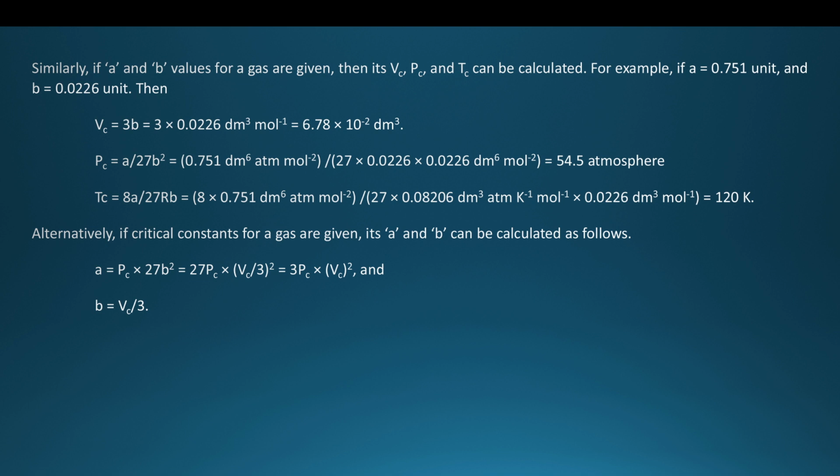Similarly, if a and b values for a gas are given, then Vc, Pc and Tc can be calculated. An example has been shown here. Alternatively, if critical constants for a gas are given, its a and b can be calculated using similar relationships. These various relationships are easy to remember, but they require practice.